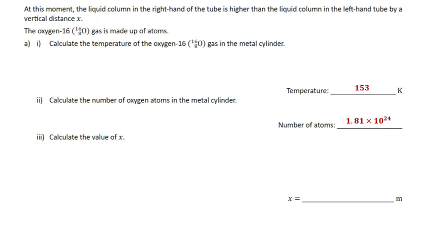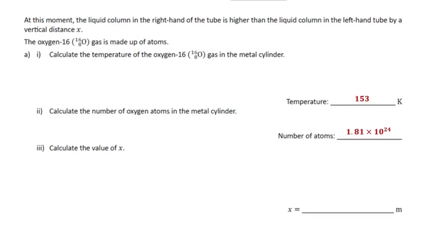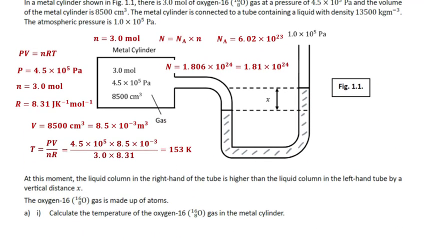C'est nous à troisième partie. Calculate the value of x. To calculate the value of x, we need to first realize that the 2 points A and B must have the same pressure to be in static equilibrium. PA must be equal to PB. Now the pressure at A is contributed by the gas, so we are going to call it P gas.